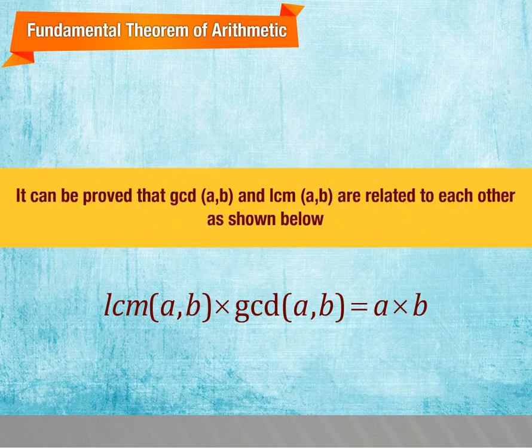It can be proved that GCD of a, b and LCM of a, b are related to each other as shown below. LCM of a, b into GCD of a, b is equal to a into b.